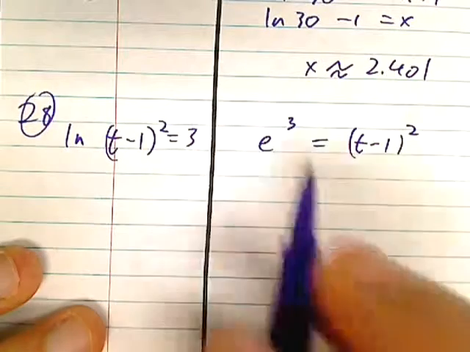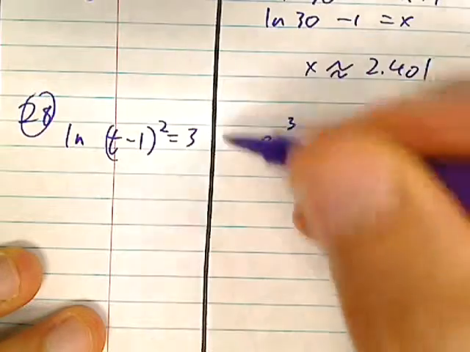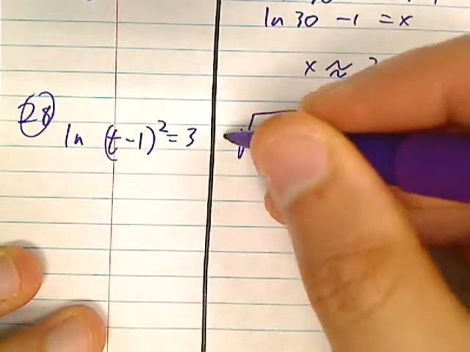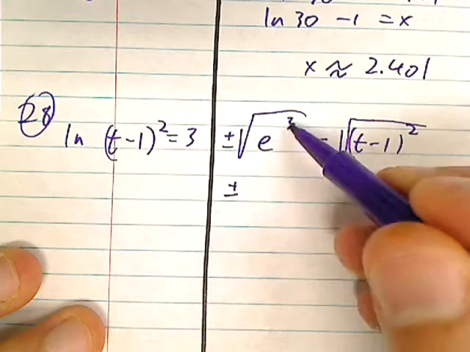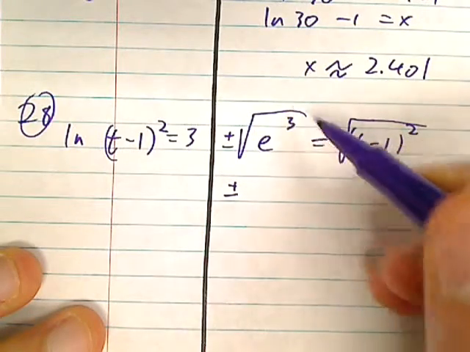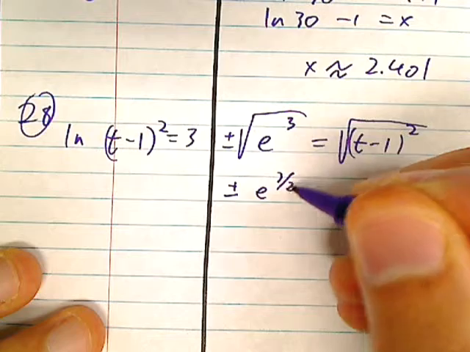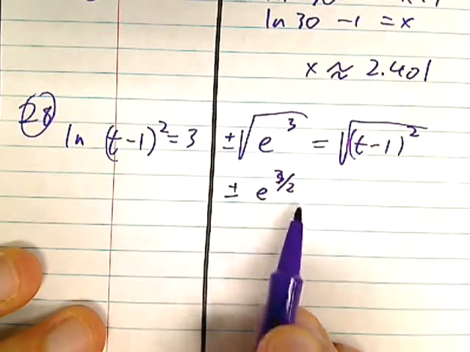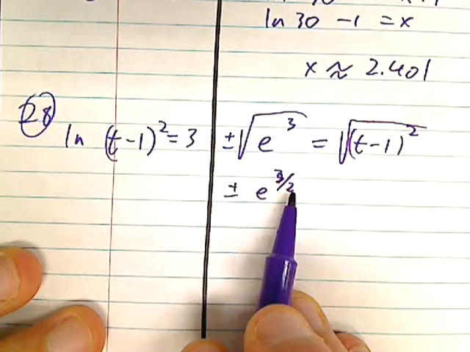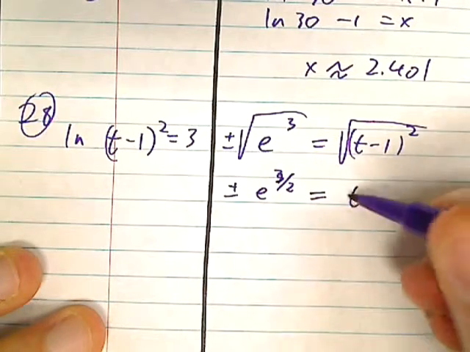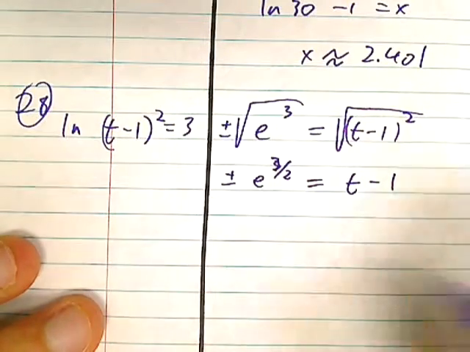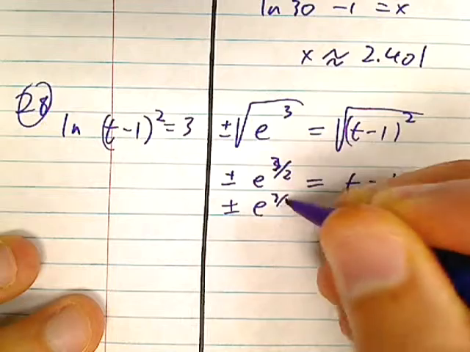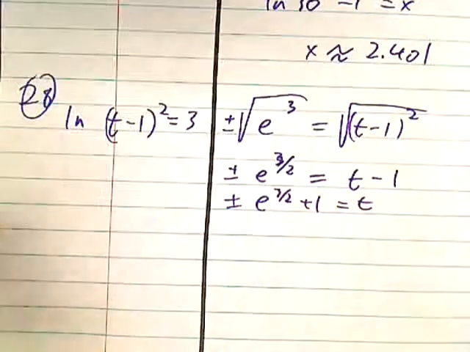Okay, now I'm going to take the square root of both sides. Careful to say plus or minus. I'm going to say this is e to the 3/2 power because the square root is the 1/2 power. So let me just write it first. Okay, the index here of 2 becomes the denominator here. And then to finish off, we will add 1. So you're going to have two solutions.